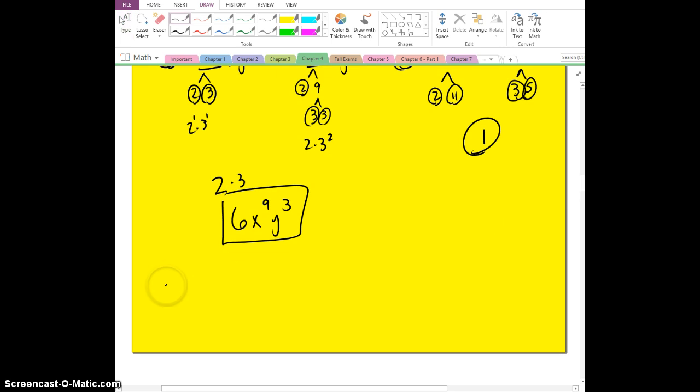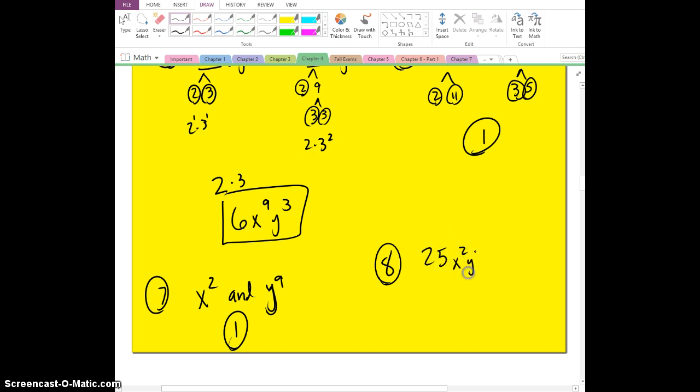The same is true for variables. What if I said, what's the GCF of x squared and y to the 9th? Since they don't share anything, we would say there's a GCF of 1. Okay? If we had a situation like this where I had 25x squared y to the 8th and 7 a to the 4th y squared, well, the GCF of 25 and 7, they don't have any factors in common, so the GCF would be 1.